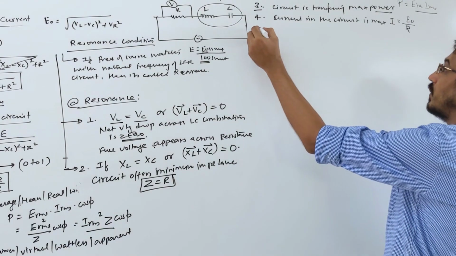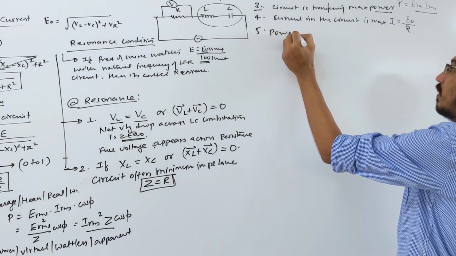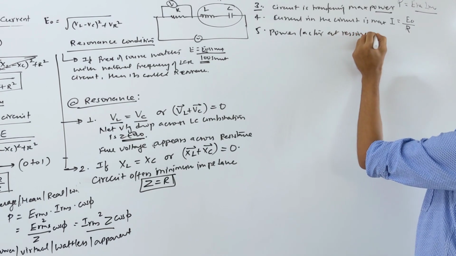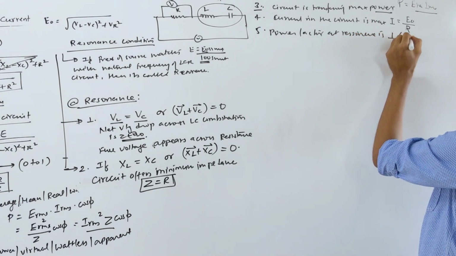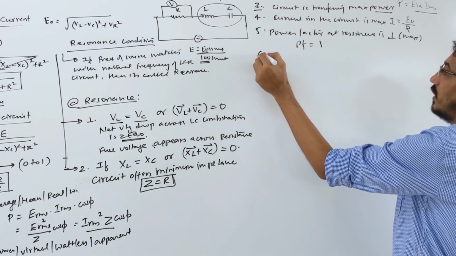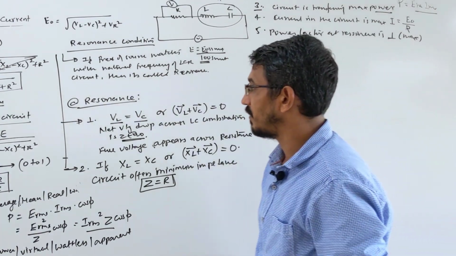Let's write here, if you want: power factor at resonance is what? 1. It means your power factor is maximum. PF is equal to 1. Then you can say it in terms of phase difference also.